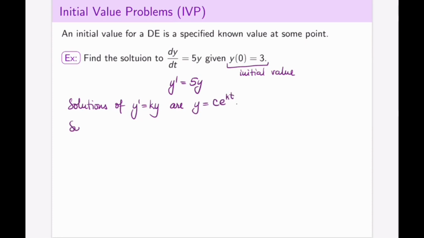What I have here is I need a solution to y prime equals 5y. So what I immediately notice, of course, is that it means that in my case, k is simply equal to 5. So now, matching this to the solution provided is going to give me the fact that my solution is going to be c e to power 5t. Right? What I have here is k is equal to 5 in this case.